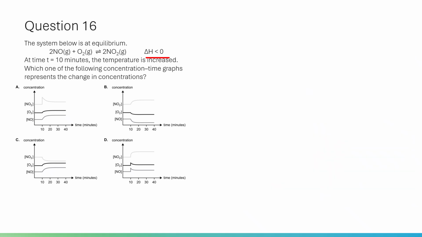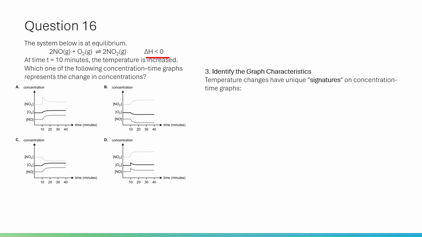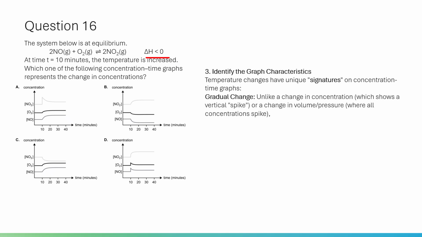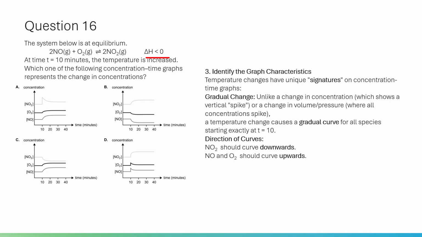3. Identify the graph characteristics. Temperature changes have unique signatures on concentration time graphs. Gradual change, unlike a change in concentration, which shows a vertical spike, or a change in volume or pressure, where all concentrations spike, a temperature change causes a gradual curve for all species starting exactly at T equals 10. Direction of curves. NO2 should curve downwards. NO and O2 should curve upwards.